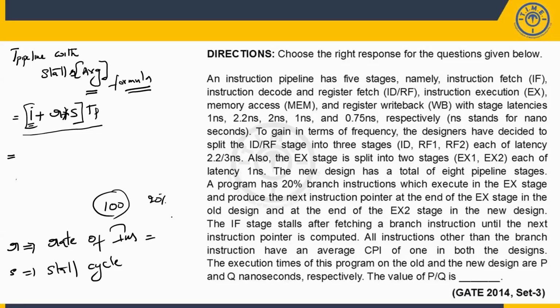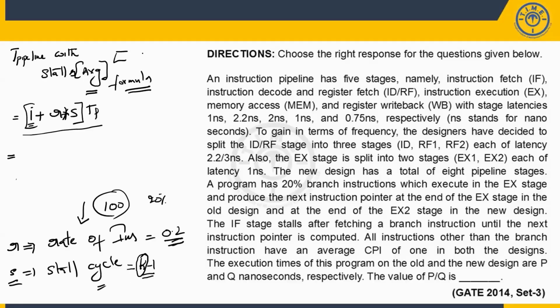Now, how to calculate S? R, according to the question, is 0.2. Am I correct? Yes, sir. The rate of instructions that incur additional stall cycles is 0.2. What is the stall cycle? The stall cycle is always equal to k minus 1. What is k here? K is the segment up to which the next instruction needs to wait for the branch to be resolved.